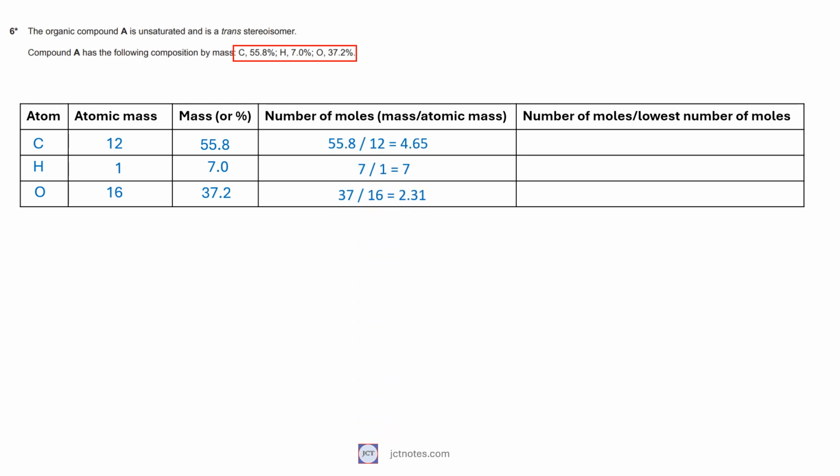The fourth column is the division between the third and the second. In this column, the lowest number obtained is 2.31. So, in the fifth column we divide each number obtained in the fourth column by 2.31. The numbers obtained in this column give us the empirical formula. That is 2 atoms of carbon, 3 of hydrogen and 1 of oxygen.